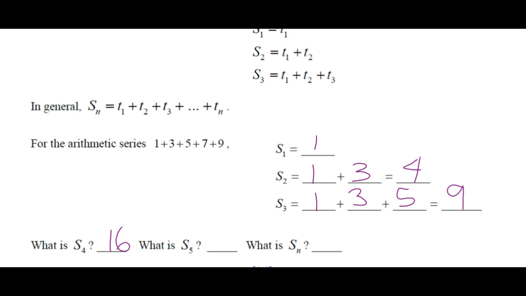What's S5? Can you see a pattern going on here? The sum of one term is 1, two terms is 4, three is 9, four is 16, five is 25. Yeah, and then n, what's the sum of n terms? n squared. So if you just add up the first n odd numbers, you're really just getting the square, n squared, right? So S sub 10 would be 10 squared, or 100.